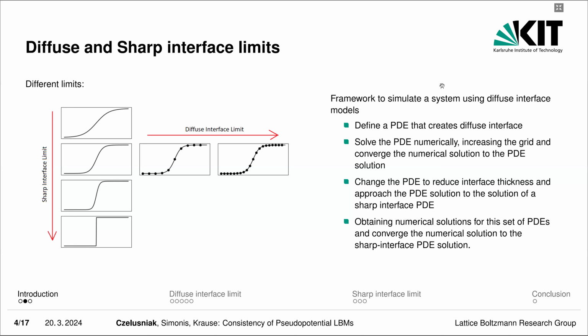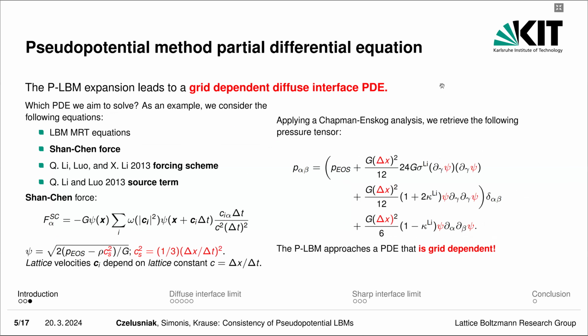And it's not just changing a simple parameter, because let's say we change the interface width, sometimes we also change the surface tension. And then we have to change the equation of state to maintain the same surface tension. And if we're changing the equation of state all the time, what will happen in the limit? We will approach which kind of simulation? So I think these are questions that we need to solve. So what is the PDE for the pseudopotential method? This is the first question.